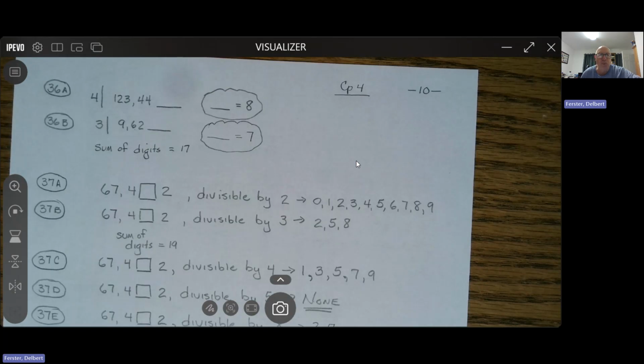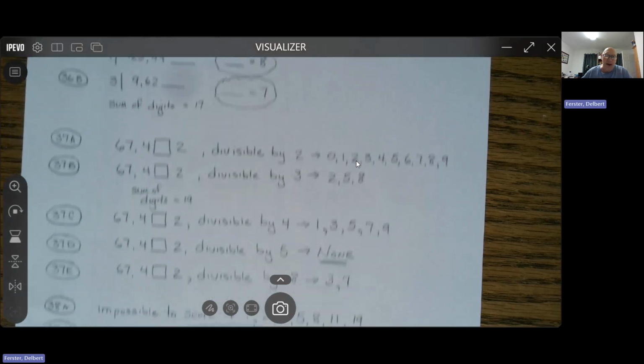Part B, I'd like 3 to divide. So what I did is I added the digits that were already there. I added the 9 and the 6 and the 2, and that's 17. So if 3 is going to be divisible, then 3 has to divide the sum of those digits. If you let me put 7 in there, the sum of the digits becomes 24. Since 3 divides 24, 3 will divide the number 9627. So my mystery digit is a 7.